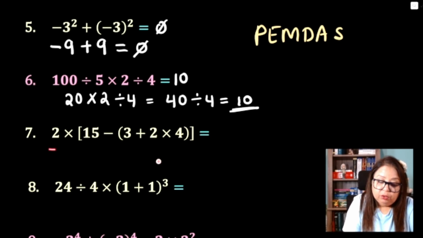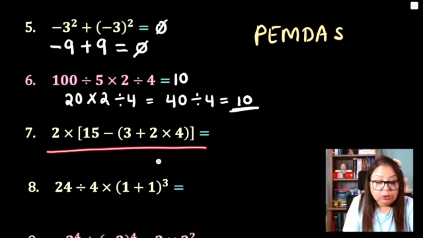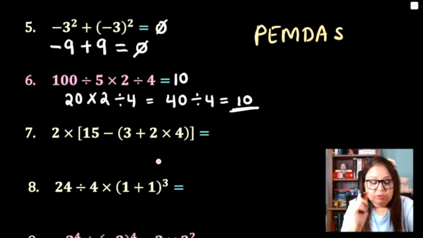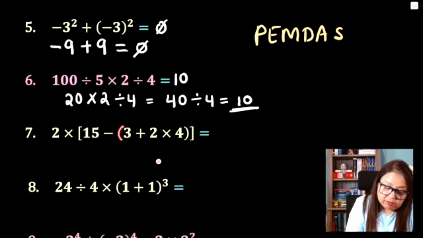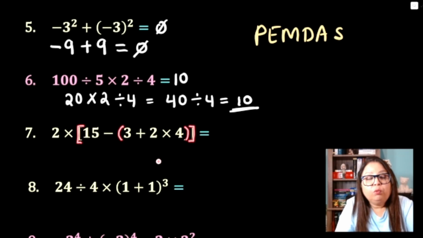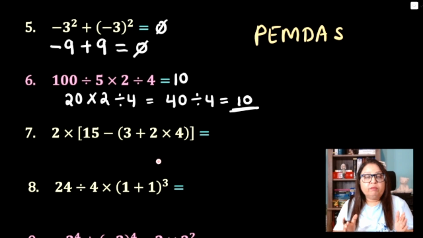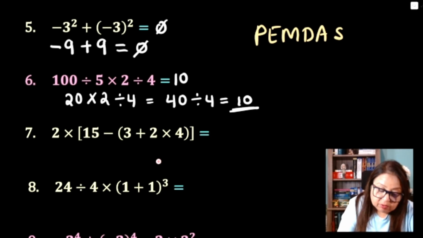Problem number 7. Do we have any parentheses? Sure, not just one. We have 2 sets of parentheses in number 7. We have these ones here, and we have these square ones on the outside. So what do you do in this case? Where you have more than one set of parentheses, you would solve the expression inside the innermost parentheses first. That means you're going to solve for this 3 plus 2 times 4 first.